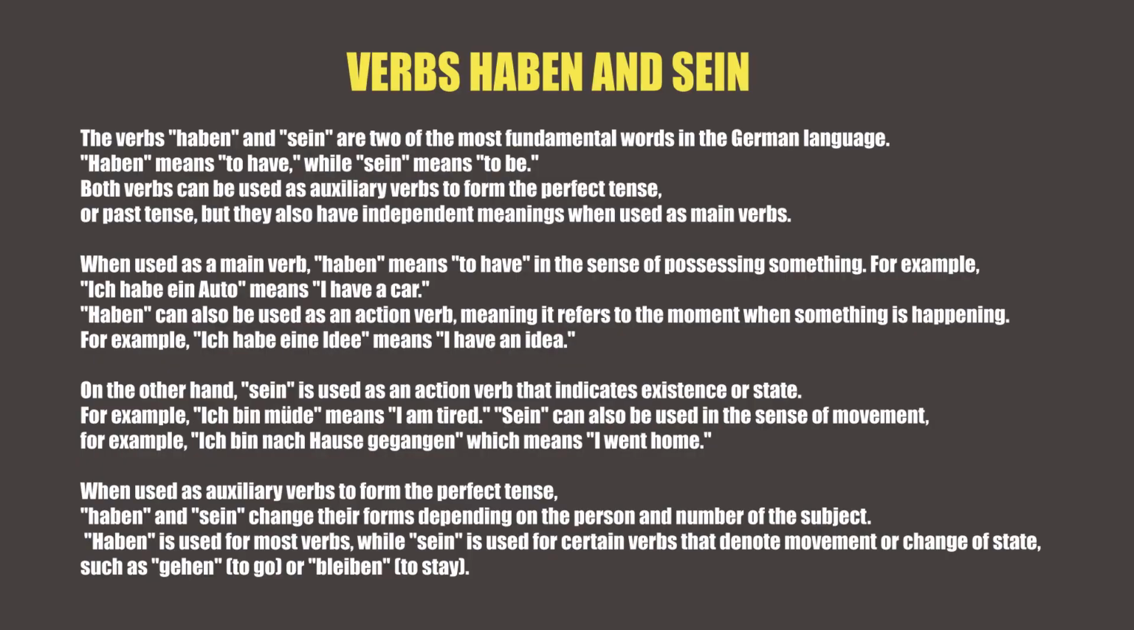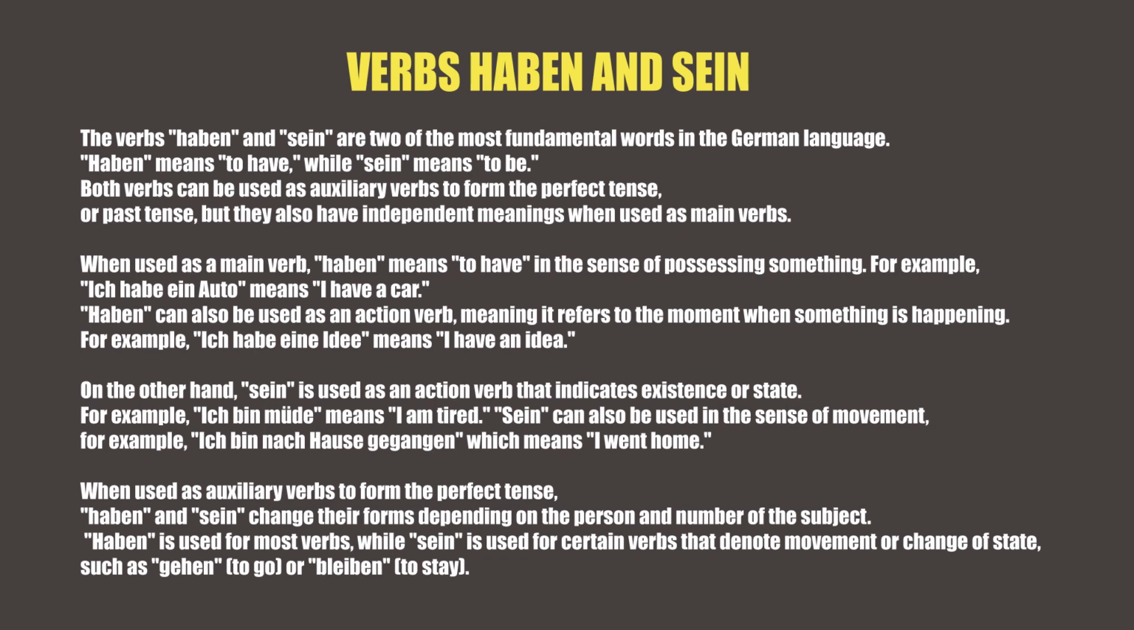Verbs haben and sein. The verbs haben and sein are two of the most fundamental words in the German language. Haben means to have, while sein means to be. Both verbs can be used as auxiliary verbs to form the perfect tense or past tense, but they also have independent meanings when used as main verbs. When used as a main verb, haben means to have in the sense of possessing something. For example, ich habe ein Auto means I have a car.